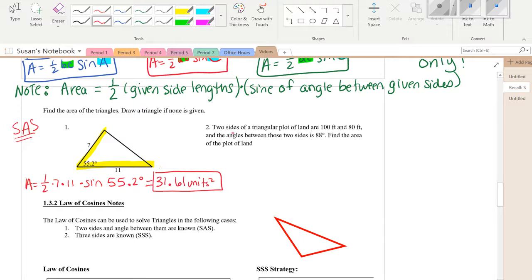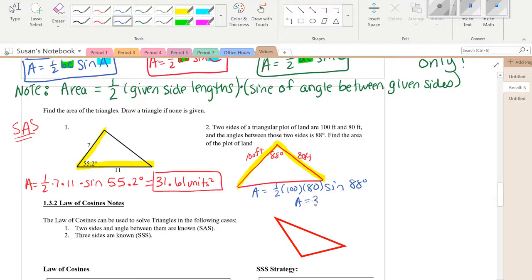Next one says two sides of a triangle plot are 100 feet and 80 feet. So if we draw a triangle plot, we have 100 feet and 80 feet. The angle between those two sides is 88 degrees. Find the area of the plot of land. So again, we have side, the included angle, and the side. So we can go ahead and use our formula. The area is equal to 1/2 times 100 times 80 times the sine of 88 degrees. When you plug that into your calculator, you should get the area is equal to 3,997.56 square feet.